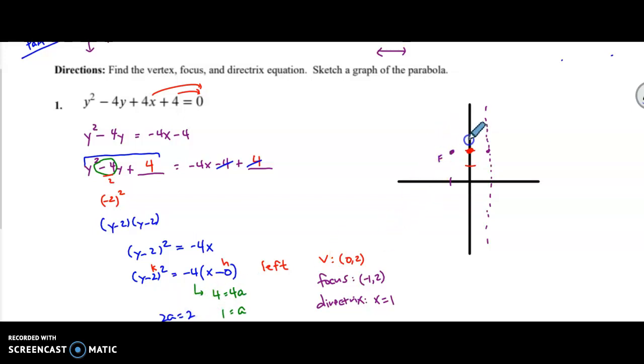And that's how much you're going to go up and down from the focus to have these guiding points. That's going to be up here at -1, 4 and at -1, 0. All right. So now when we draw the parabola, starting here at the vertex, we're going to make sure that we go through those points, like that. Okay. So there's your parabola. We have the vertex, we have the focus, we got the directrix equation, and we sketched the parabola.